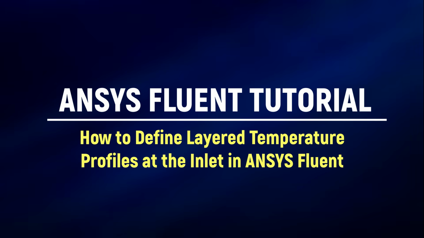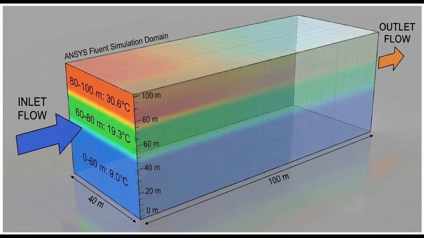In this video we are going to see how to define layer temperature profiles at the inlet in ANSYS Fluent. This is a fluid domain in which at the inlet we do not have a single temperature, we have 3 temperatures at the inlet. The inlet section is 40 meter into 100 meter in cross section.